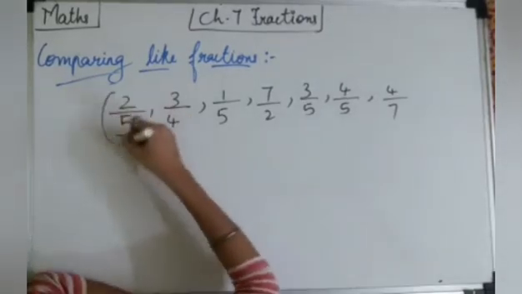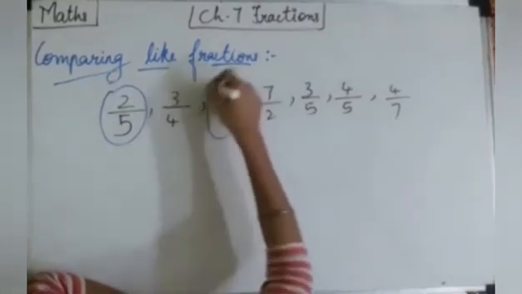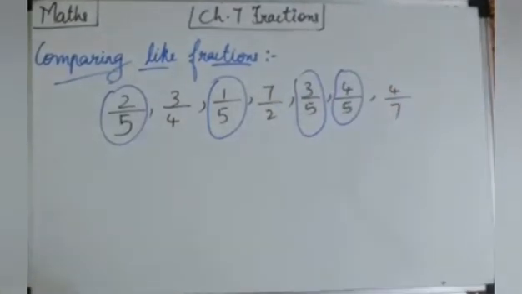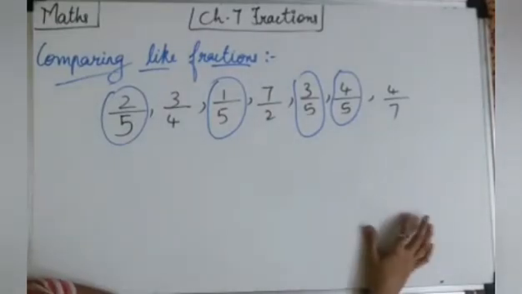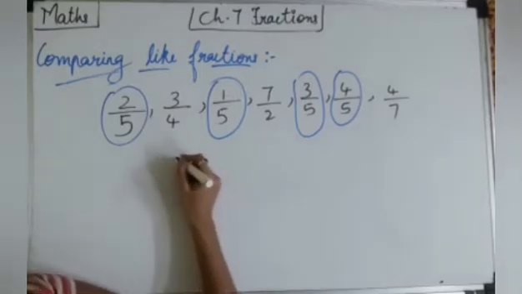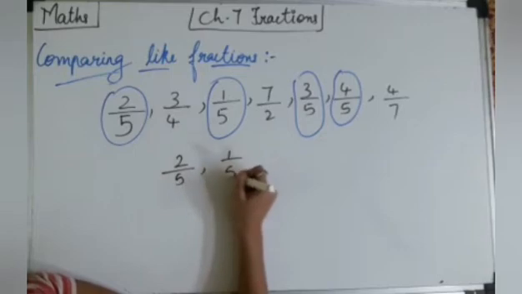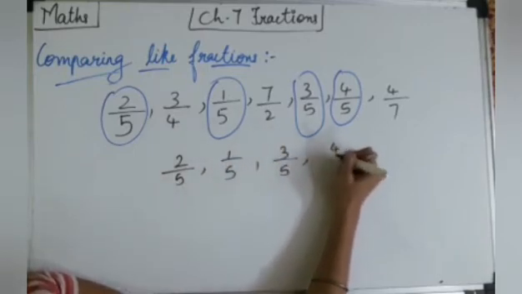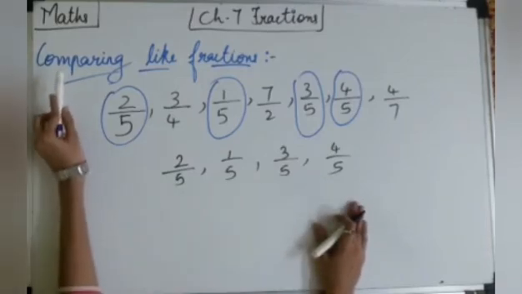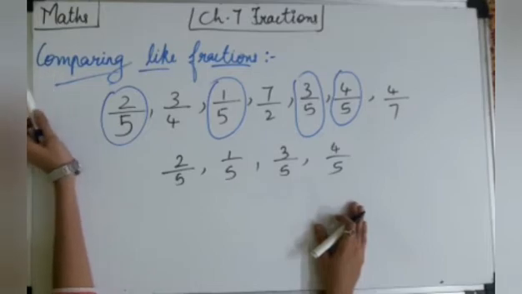Let's circle it. 2 upon 5, 1 upon 5, 3 upon 5 and 4 upon 5. Right? Anything else similar? No. So we'll write it down: 2 upon 5, 1 upon 5, 3 upon 5 and 4 upon 5. Now with the like fractions, we have to compare. Comparison should be done here, right? Which one is smaller, which one is a greater fraction.